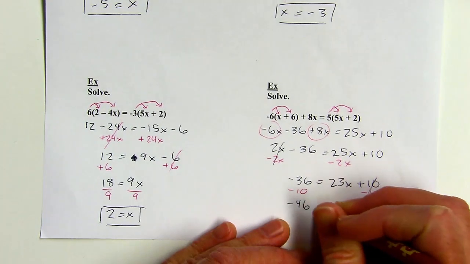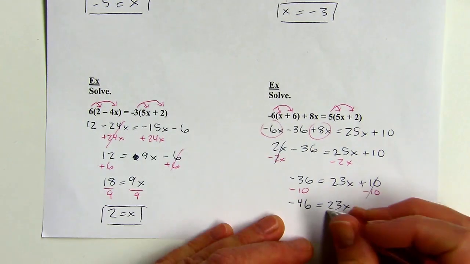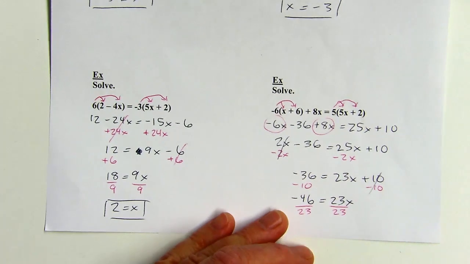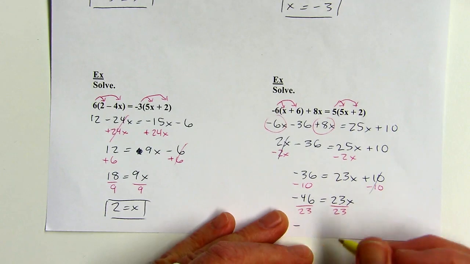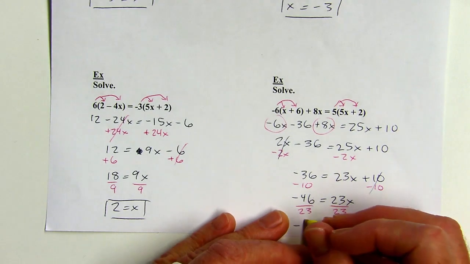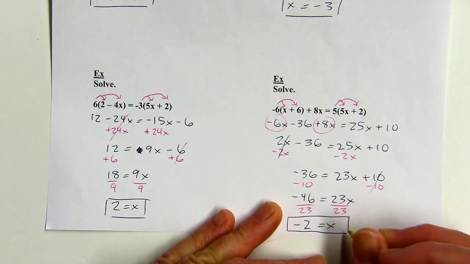So then I've got negative 46 equals 23x. Last step is divide by 23. I have to start writing smaller here. Negative 46 divided by 23. Well, that'll come out negative because a negative divided by a positive. And 46 is twice as big as 23, so it comes out to negative 2. And there's my solution.